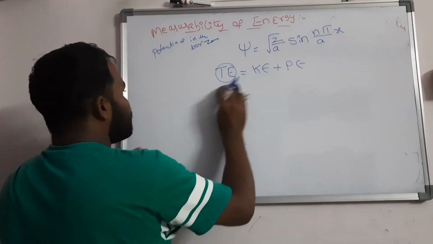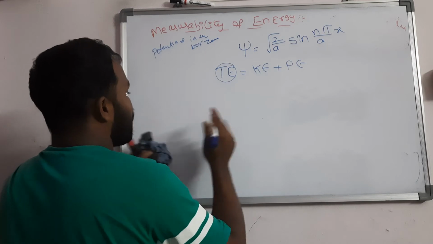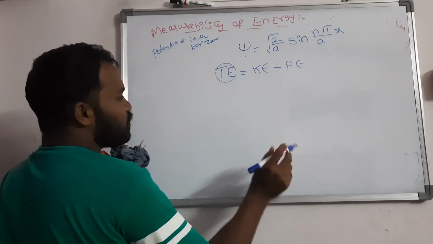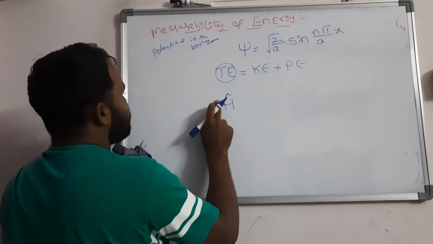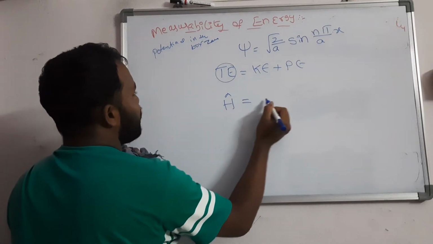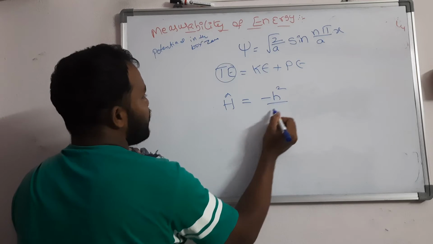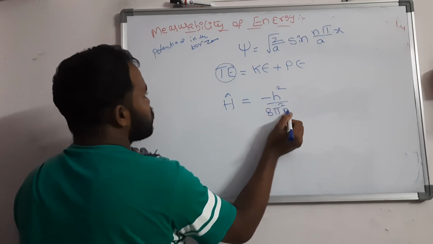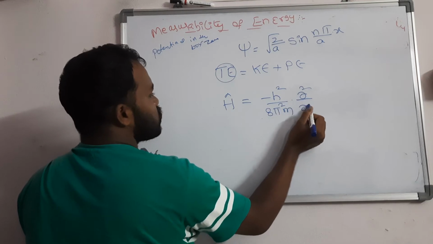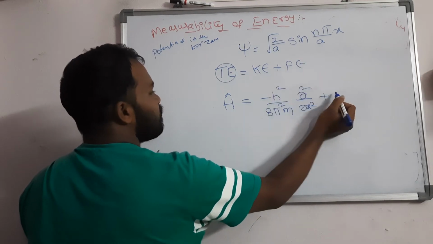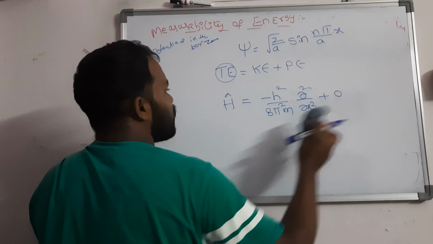That means total energy is nothing but the Hamiltonian operator, right? So I am not going to write KE means half mv square, so that is p square by 2m. Directly I am writing H cap. H cap is the Hamiltonian operator, that is given by minus h square by 8 pi square m into dou square by dou x square plus potential inside the box is 0. So that is also not required.